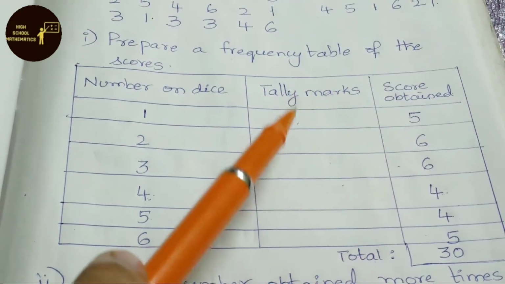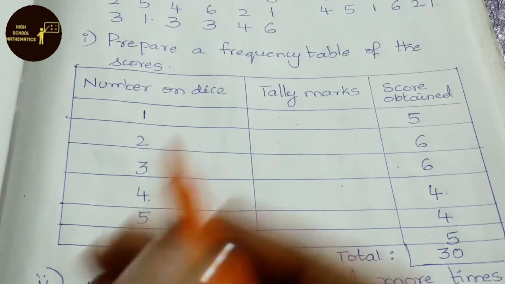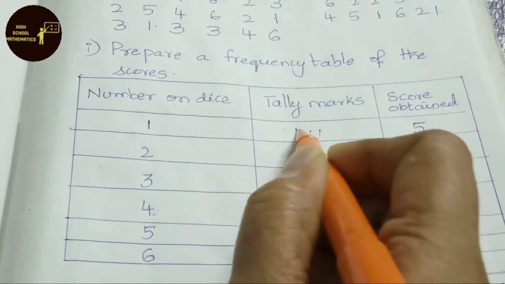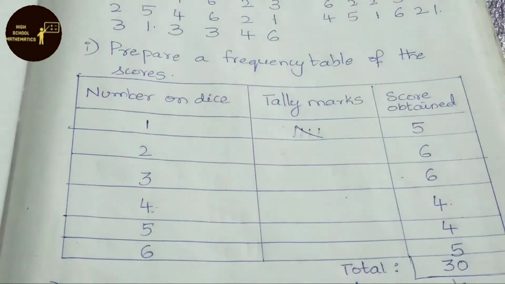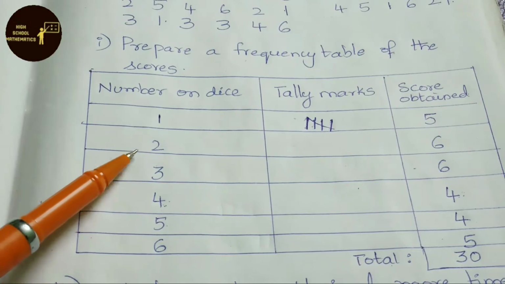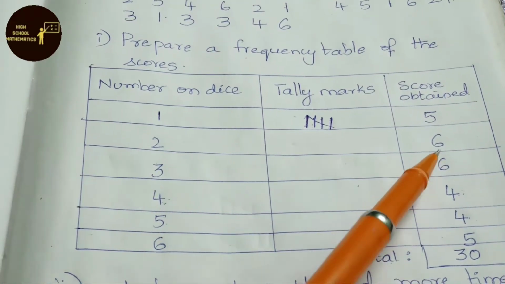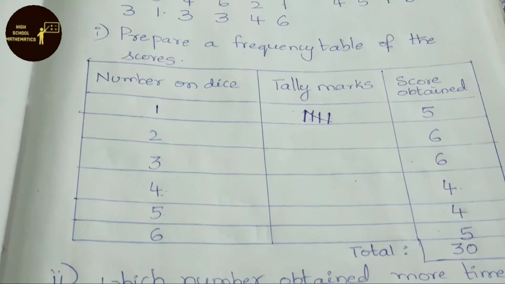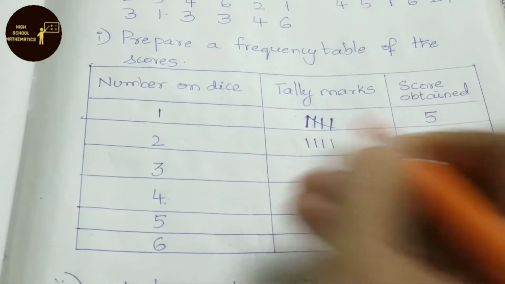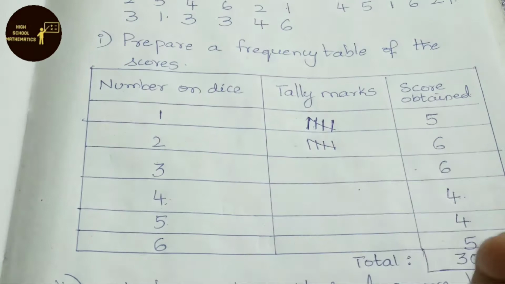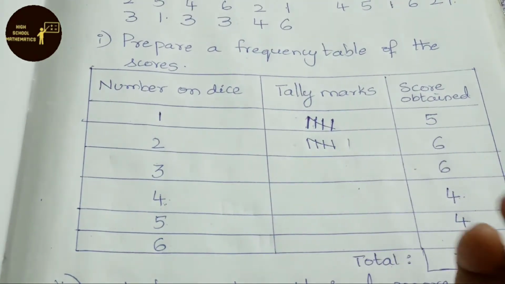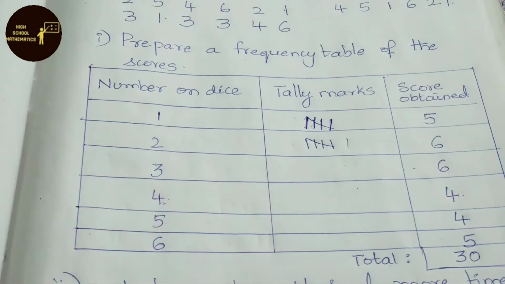So let us represent this by using tally marks. First we have to write 4 tally marks and one cross line. This represents 5. See now number 2 appears 6 times, so the score is 6. Let us represent this using tally marks. First let us write 4 vertical lines, one cross line, that is number 5, and write one more vertical line. So this is 6 tally marks.